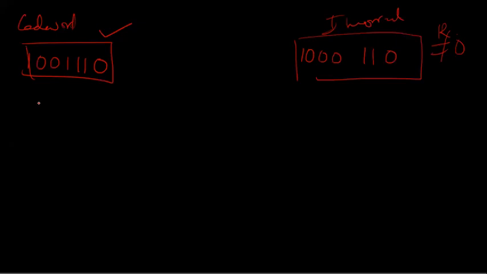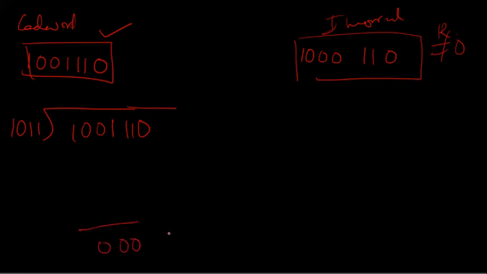Now what should be the divisor? The divisor should be 1011, again the same thing we use, and now we will write this 1001110. Okay, so this is your code word. Now divide it once again in the same way as I have shown you, and at the end you will get the remainder, or we even call it the syndrome.